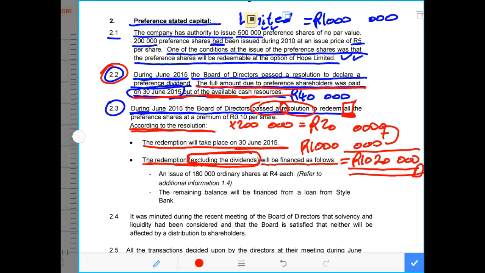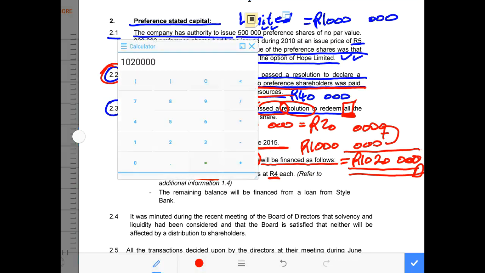However, there is no money available. So now they say there's no money available. Then now we have to raise funds. We have to raise money to pay this 1 million to the preference shareholder, because we have to give the capital plus the top-up amount, which is 20,000, so-called a premium. So now they say we must issue 180,000 shares at an issue price of 4 rands in order to finance that. So now let us check.